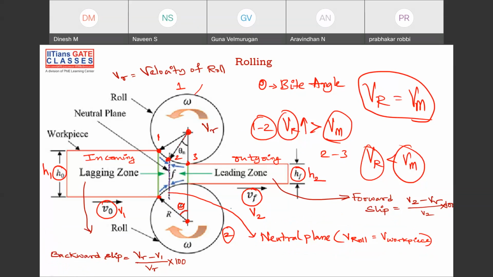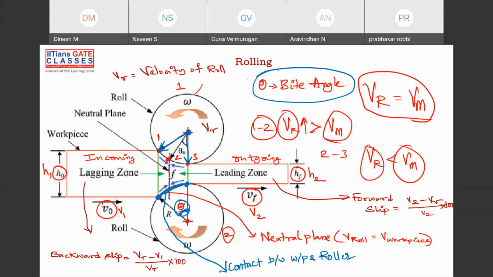The important point that you have to understand here is, this is the center of the roller, and this is the starting point at which the contact is happening. This is the ending point, where the contact is ending. So the roller is subtending some angle. This is the starting point, this is the ending point, right? The angle where the contact is happening, contact between the workpiece and the roller, not the tool, the roller. That angle theta subtended for the contact here is known as the bite angle. Okay.